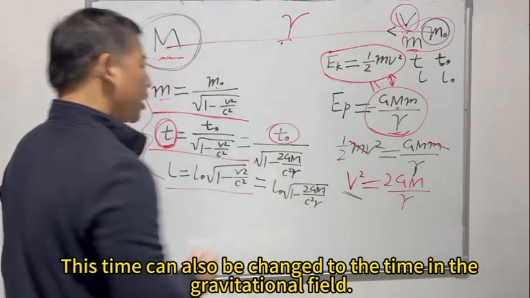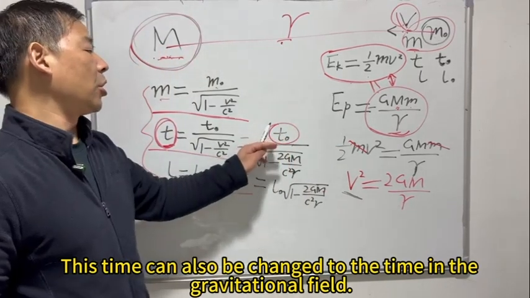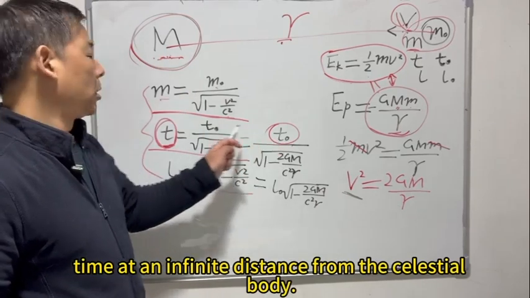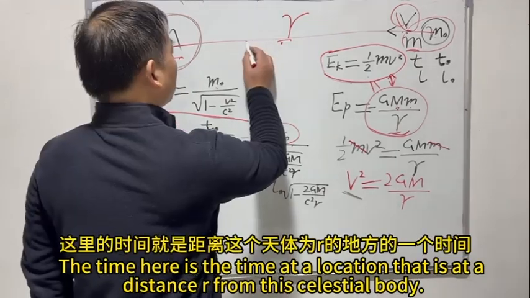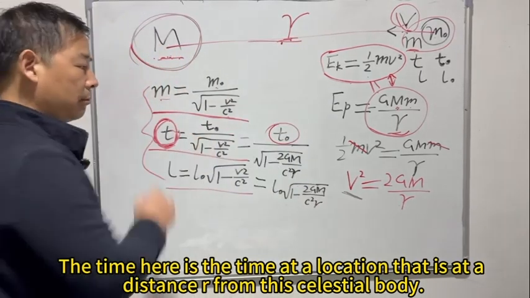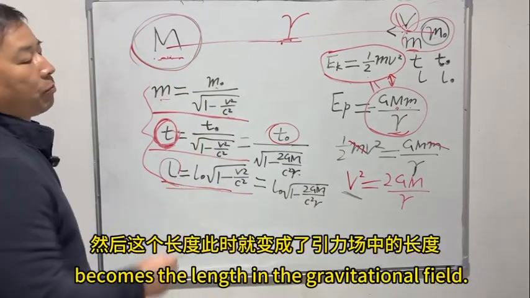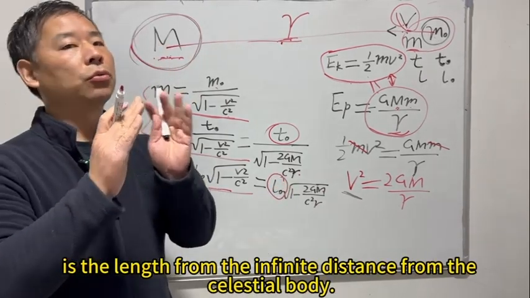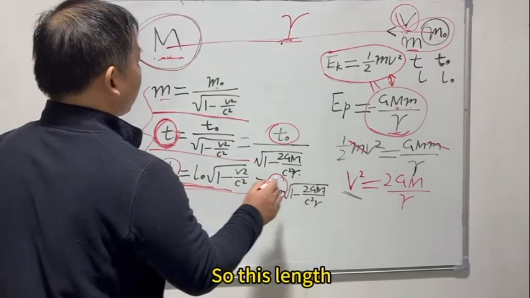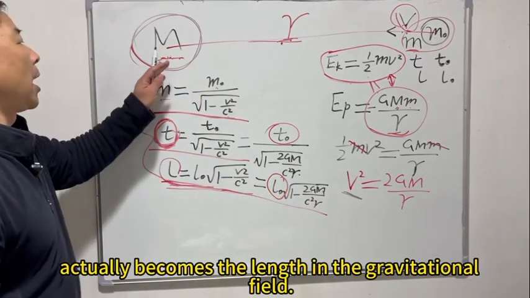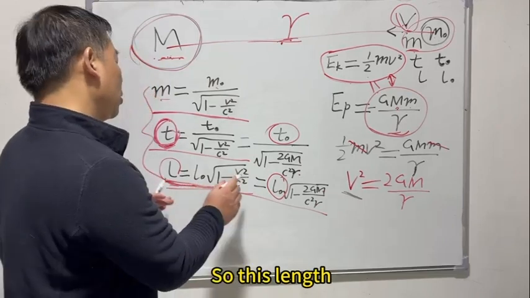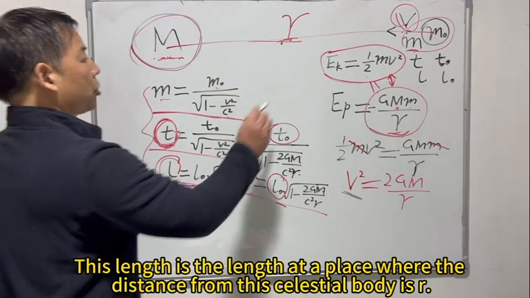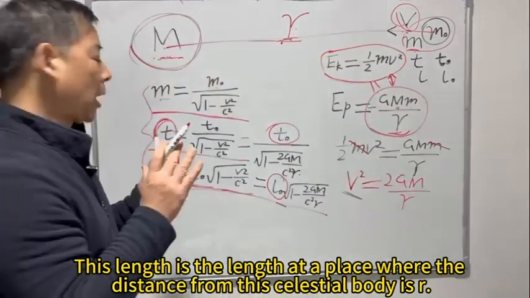This time can also be changed to the time in the gravitational field. At this point, this time is the time at an infinite distance from the celestial body. The time here is the time at a location that is at a distance r from this celestial body. Then this length becomes the length in the gravitational field. This length is the length at an infinite distance from the celestial body. So this formula actually becomes the length in the gravitational field. This length is the length at a place where the distance from this celestial body is r.